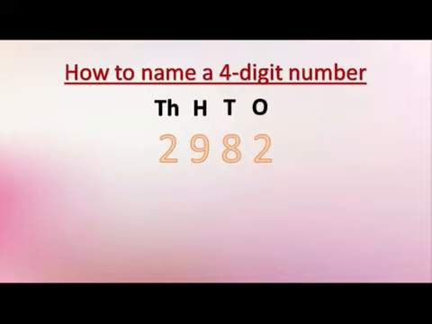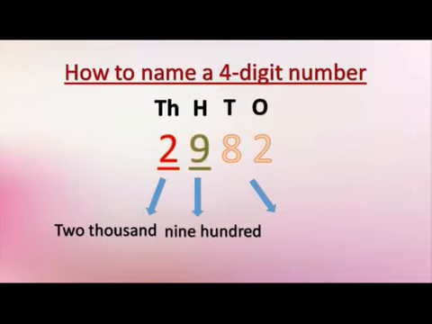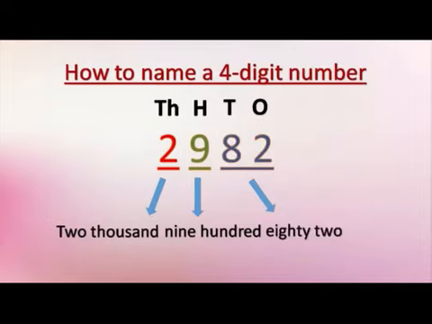So, first, I look at the thousands digit, which is 2. So, 2000. The second part is 9 in the hundreds place. So, 900. And the third part is 82. So, 2982 is the number name of this number.